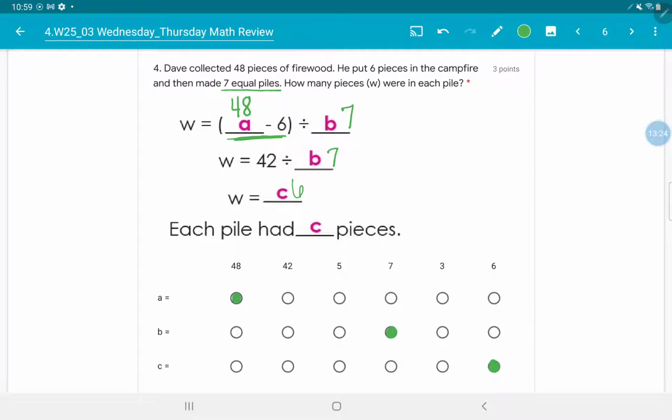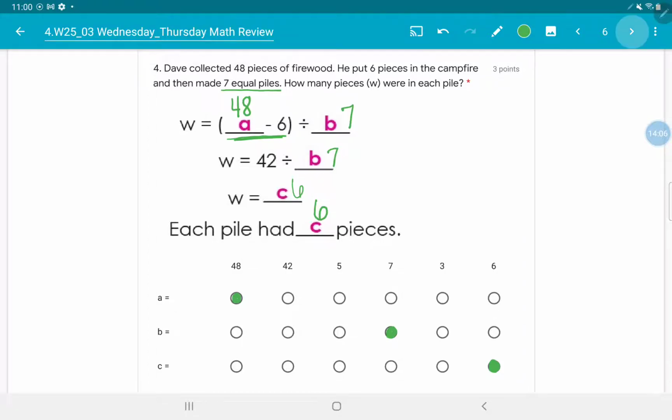And we know that 6 times 7 is 42. So if I do 42 divided by 7, I would get 6. Or if I did 42 divided by 6, what would my answer be? 7. Thank you, Cash. So each pile had how many pieces of wood? 6 pieces, because we did 42 divided by 7 equals 6. Wait, I did the answer after 48 minus 6, and then I put C on accident. It's 42. Okay. Gotta be careful about what we're doing, okay?